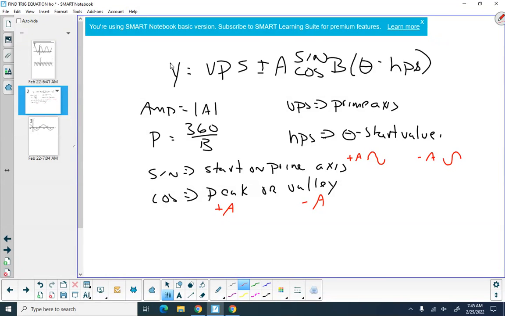The last thing I ask you to find is the y-intercept, and take your graph to this y-intercept. This is where theta is equal to 0. So you sub 0 in for theta, click it through the calculator, and come up with your y value. This will give you your y-intercept.